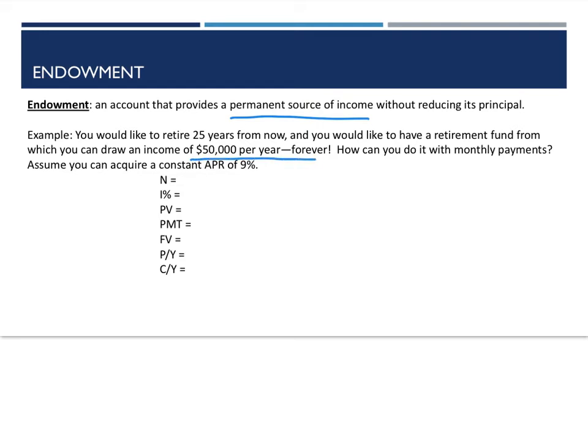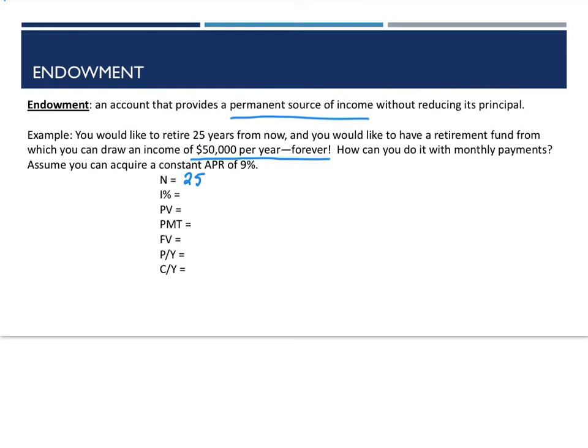You recognize this type of problem because it says you want to have $50,000 per year forever. You don't want $50,000 period. You want $50,000 interest off of whatever your big pot of money is going to be. Okay, so let's just back up for a minute. Let's start from what we do know. We would like to retire in 25 years. And we want to have a retirement fund.